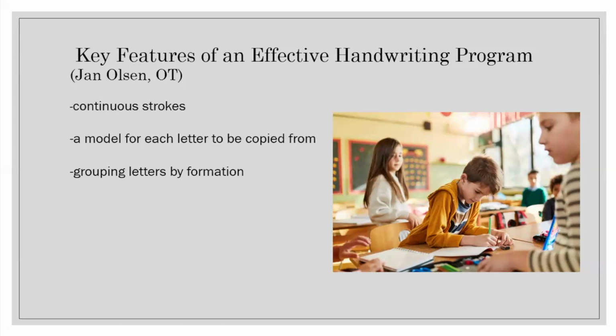So in Handwriting Without Tears, they call one group magic C letters, and it's C, A, D, G, O, because all of them can start with the same formation, a C. Another group would be R, N, M, H.